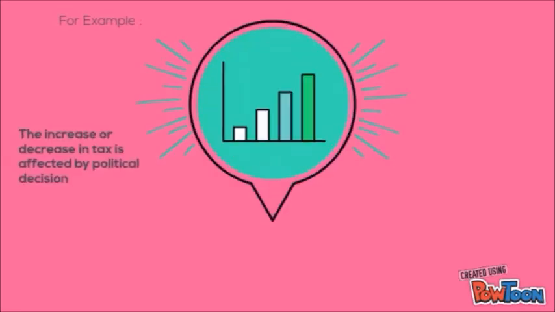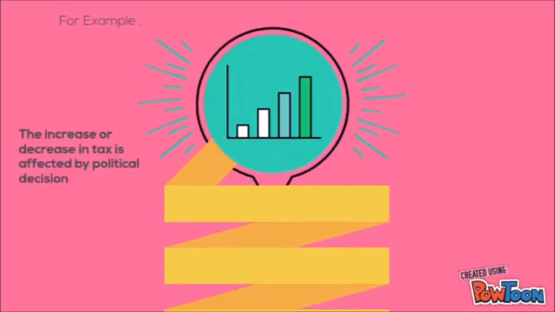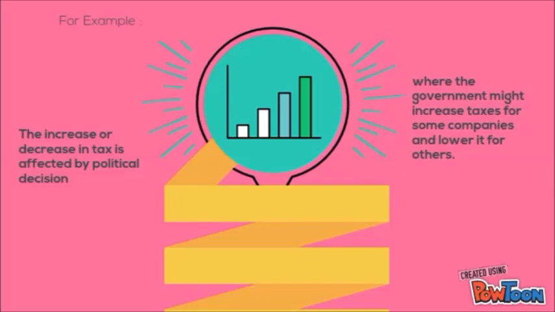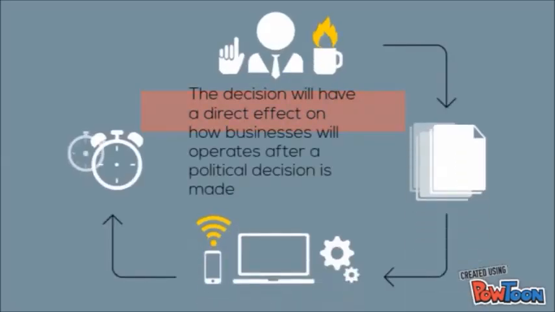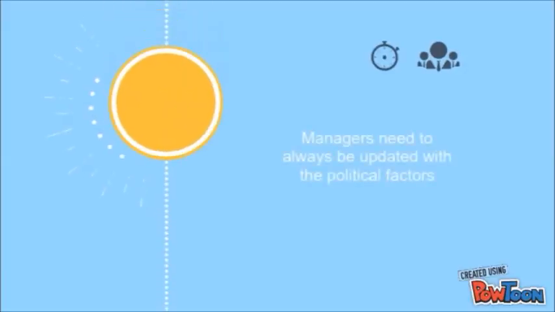For example, the increase or decrease in tax is affected by political decision, where the government might increase taxes for some companies and lower it for others. The decision will have a direct effect on how businesses will operate after a political decision is made. Therefore, managers need to always be updated with policy.